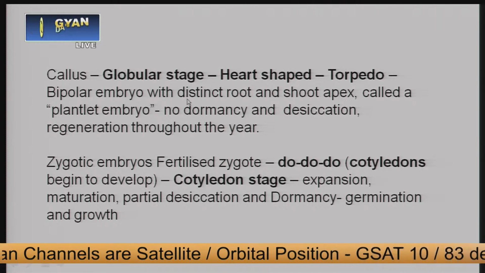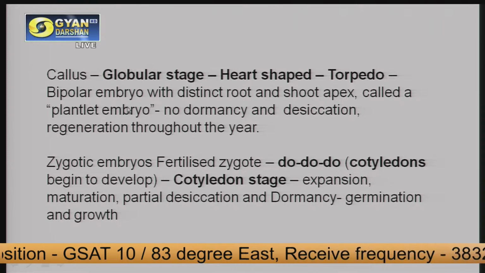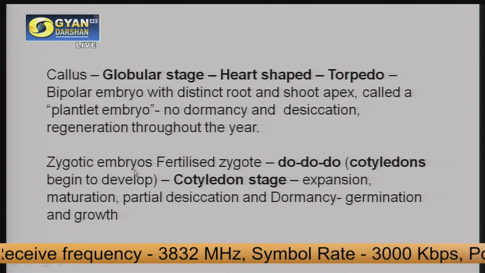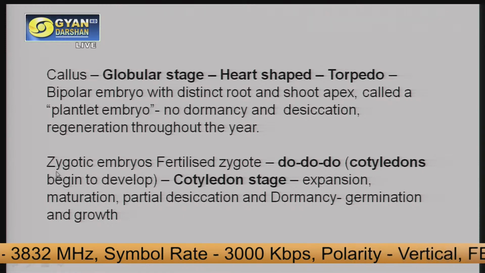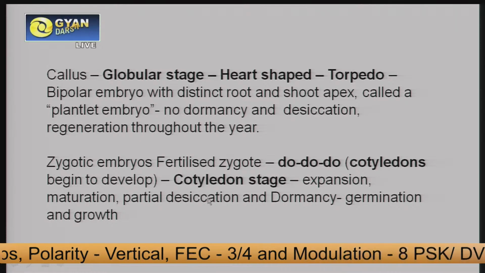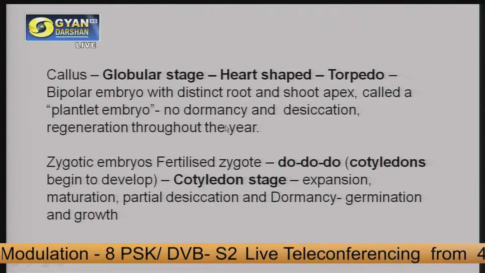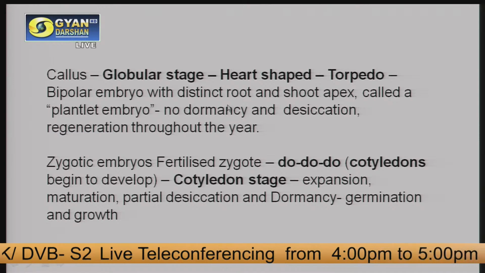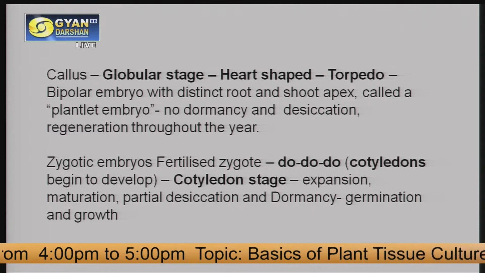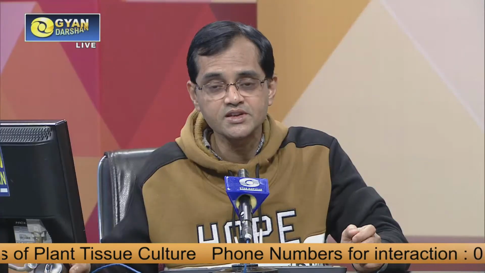So the development is faster, as I told you, because directly from the torpedo stage you have the bipolar embryo, and bipolar embryo means it has root and shoot formation. Whereas in the case of the zygotic embryo, the embryo developed from the zygote, you also have this cotyledonary stage. So it takes a little more time, and it also has a desiccation and dormancy phase, which is not there in the somatic embryo, so that you can regenerate a plantlet throughout the year, whereas here there is a dormancy phase. So I hope you understand why we go for somatic embryogenesis: because it is faster.